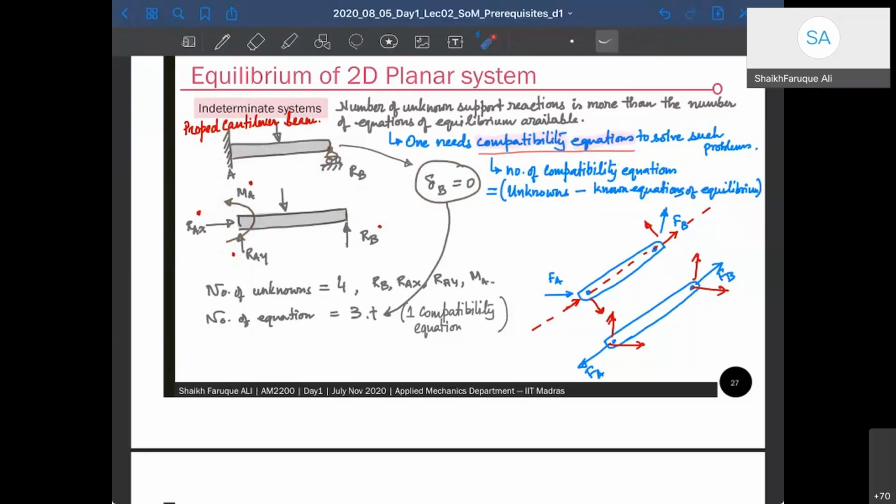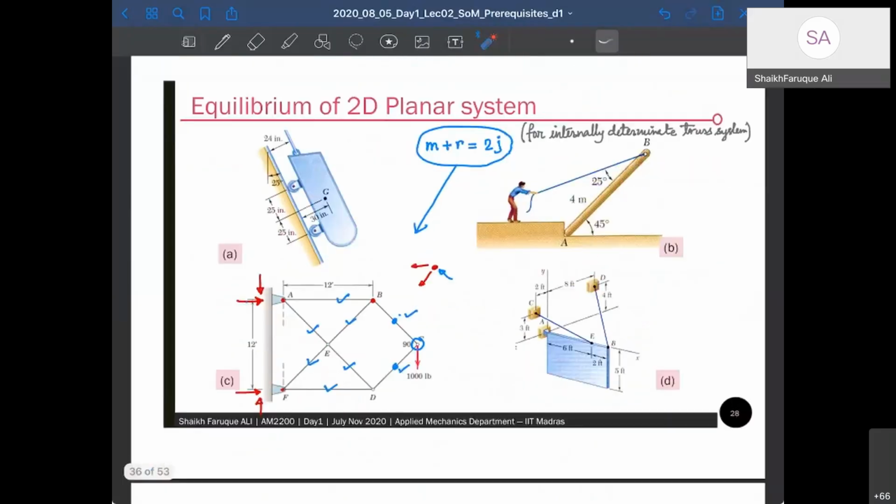Now we have 4 unknowns and 4 equations, and sometimes we call the number of compatibility equations necessary to solve the problem the number of unknowns minus the number of known equations. Okay, right. 2D bodies we just discussed. So these are the few things that you have to probably recap.